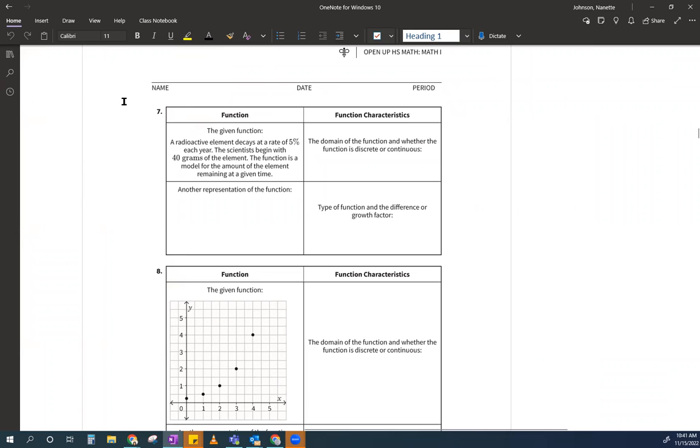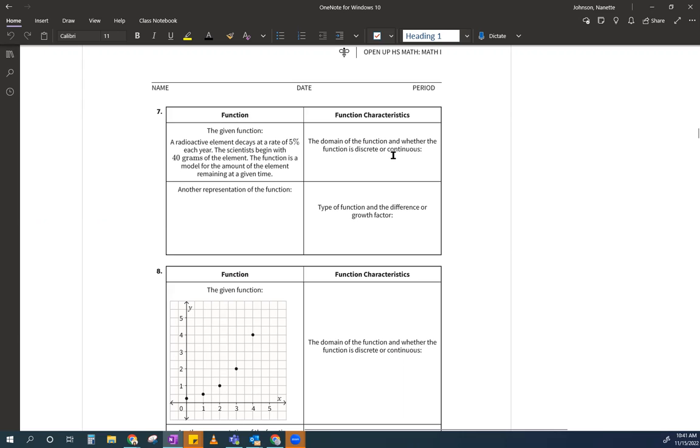So you'll see it, and then a year later, you look at it and you're like, oh, it's smaller. How much smaller? It's 5% smaller, right? And so on and so on. So you can see that this is again that exponential decay kind of graph where it starts off really big and then it swoops down and it never touches zero. The scientists begin with 40 grams of the element, and the function is a model for the amount of the element remaining at a given time.